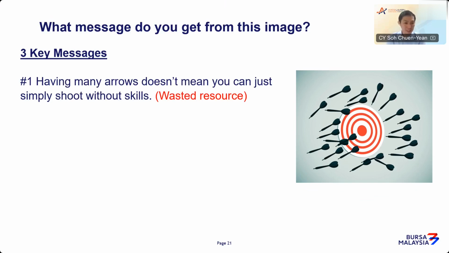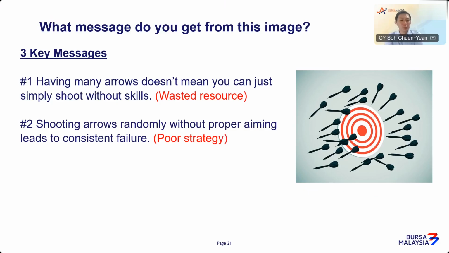You would waste a lot of unnecessary losses. Without skills, without discipline, or even without precision, your resources would get wasted. So in other words, you are losing money. Now, the second interpretation is that shooting arrows randomly without proper aiming can lead to consistent failure.